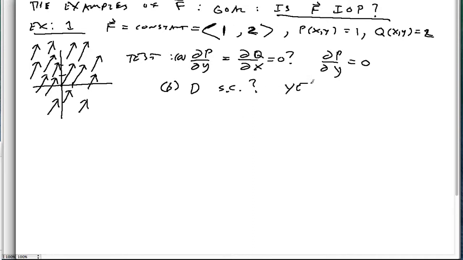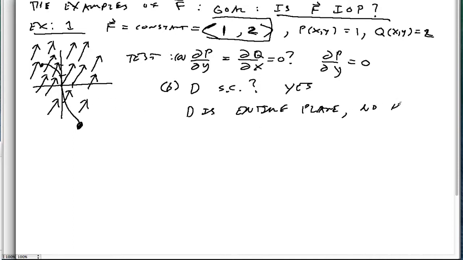And the answer is yes. Are there any holes? This thing is defined for the entire plane. D is the entire plane. Of course, every point on the plane can be connected by a path. And yeah, there are no holes. So both are true, and therefore we know that f is independent of path.